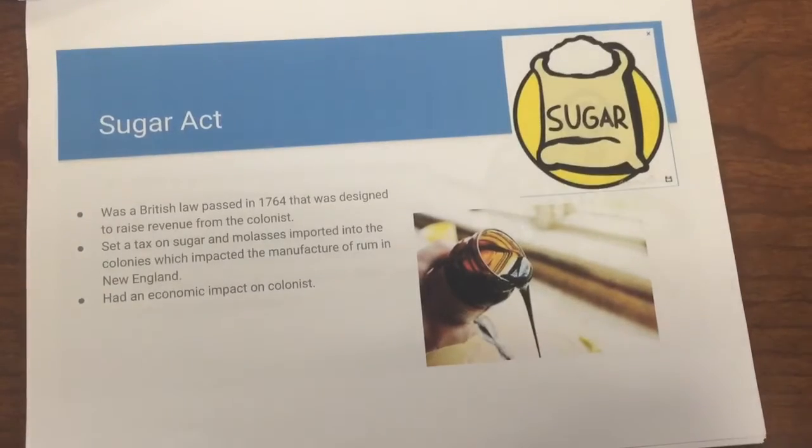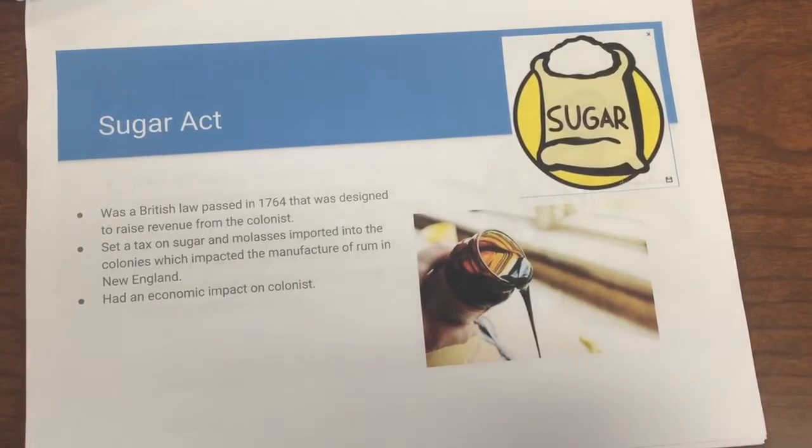The Sugar Act was a British law passed in 1764 that was designed to raise revenue from the colonists. It set a tax on sugar and molasses imported into the colonies, which impacted the manufacture of rum in New England. It had an economic impact on the colonists because at the time the colonists were going through financial difficulties. It encouraged colonists to break the law by bribing officials and smuggling goods.